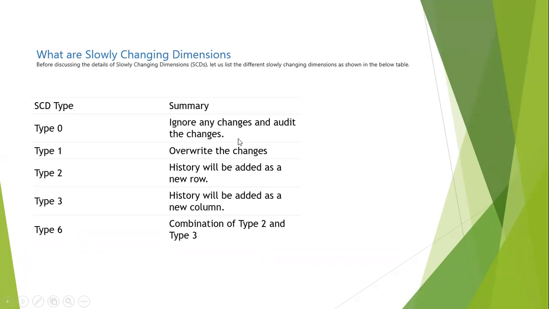Type 0 is where we use it when any changes, any audit related changes, we don't get regularly. Then we go for type 0. And what is type 1? Type 1 is where we don't maintain any history. When we use truncate and insert, that is called type 1. That means we will have all the current data stored in the system, and all other data will not be stored.